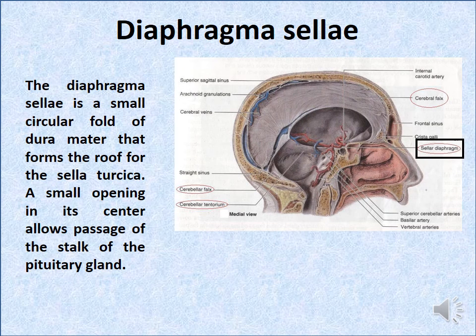The last folding is diaphragma sellae. The diaphragma sellae is a small circular fold of Dura Mater that forms the roof of the sella turcica. A small opening in its center allows passage of the stalk of the pituitary gland.